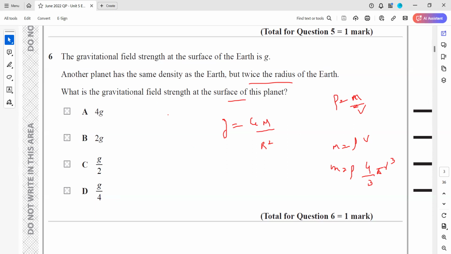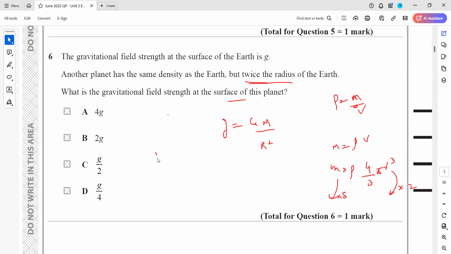Because we have to check the change in both of them. The radius is twice, as in the question. If the radius is twice, then 2 raised to power 3 will be 8. So the mass will increase by 8.